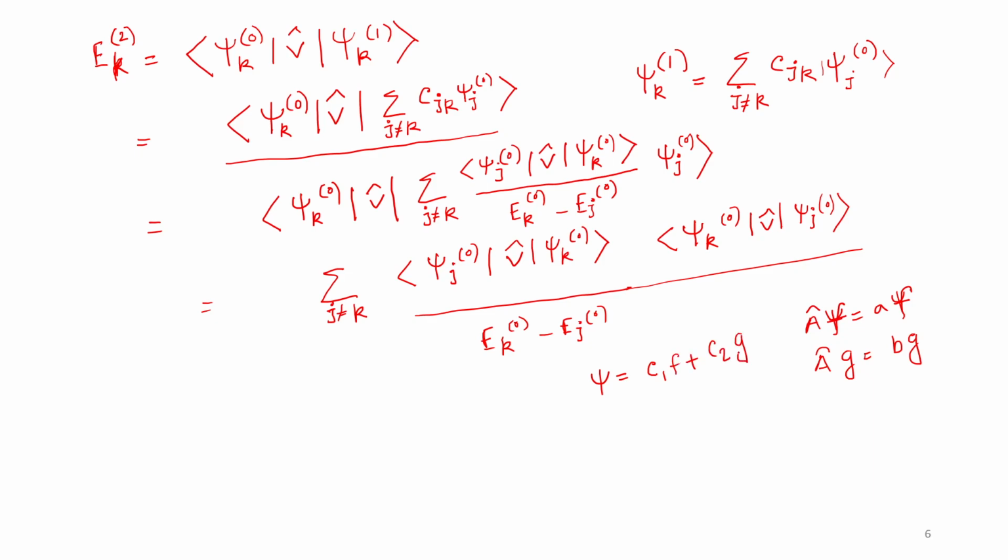C1F plus C2G. So by definition, psi should be an eigenfunction of A, right? Because if A is working on psi, then A is working on C1F plus C2G. I am asking that shouldn't we assume that for F and G, the eigenvalues should be the same? In both cases should be the same.